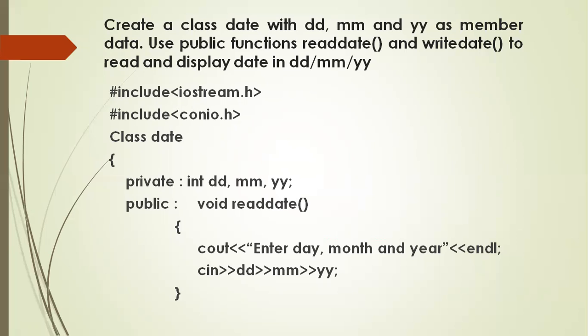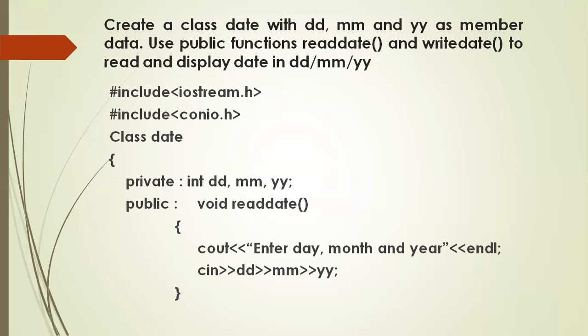Under the private colon, you declare the data members. Private colon, int dd, mm, yy. So dd, mm, and yy are the member data. All of them are of integer type. And since data is very important in object-oriented programming, member data is declared under the access specifier private.